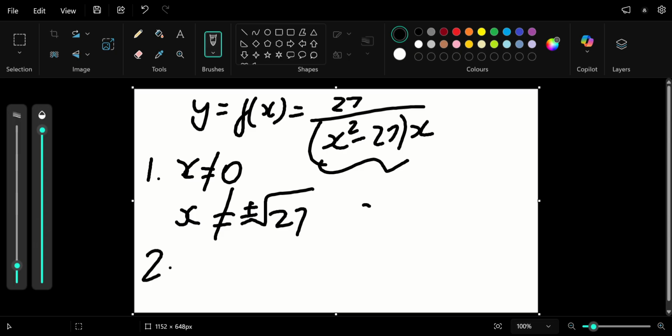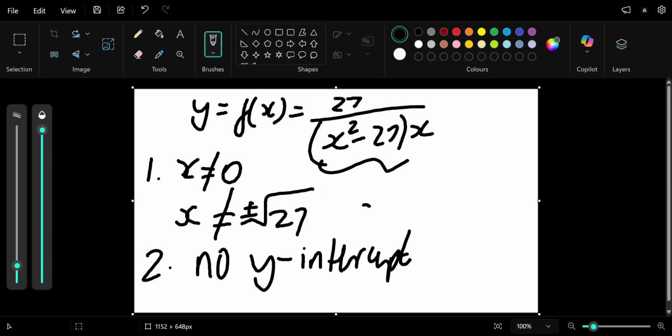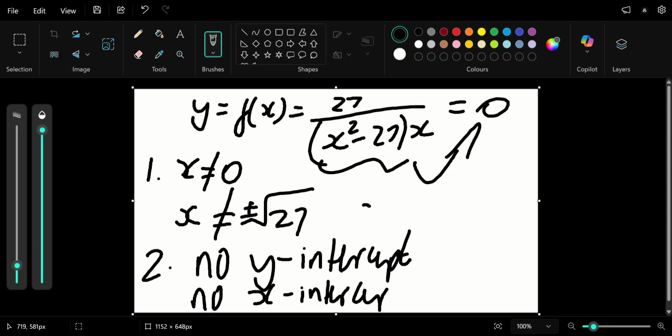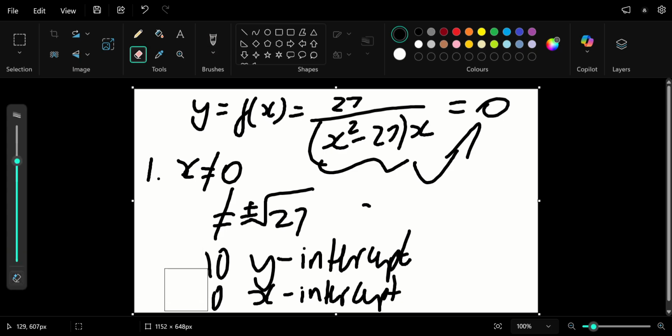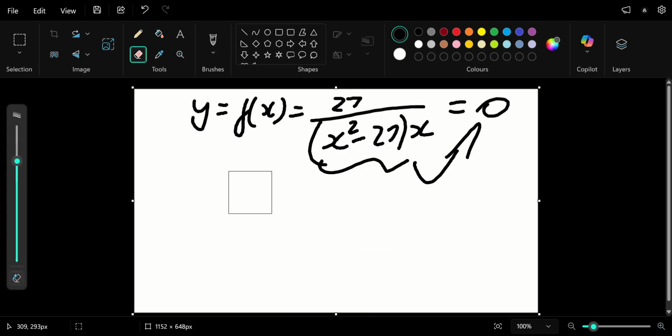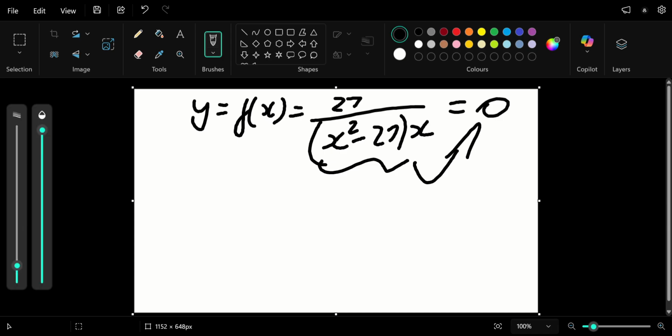Two, let's look at the x and y intercepts. Well, for the y-intercept, x can't be 0 in the first place, so there really isn't a y-intercept. And for there to be an x-intercept, we can set y equals 0, but when we multiply out the bottom, we'll just be left with, well, nothing. So there's no x-intercept either. Now we've got those two out the way. The third thing in the DISPLAS is to look for stationary points.